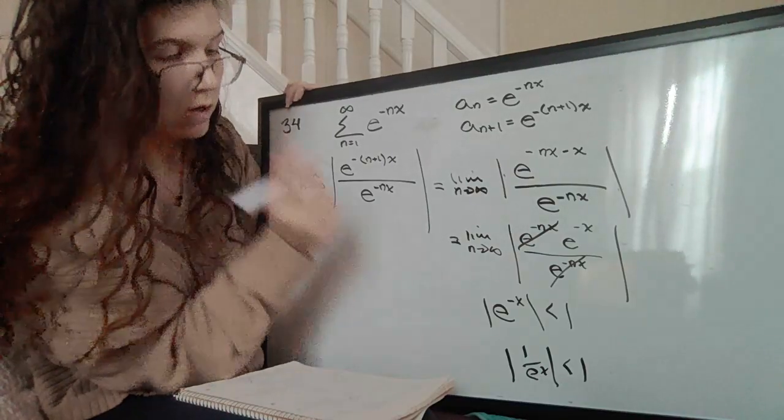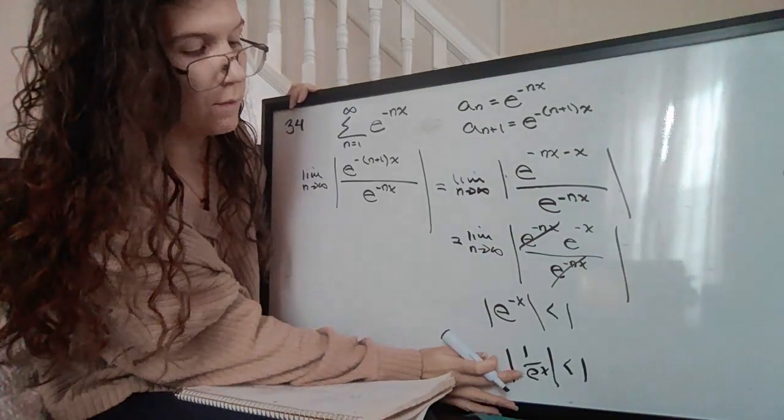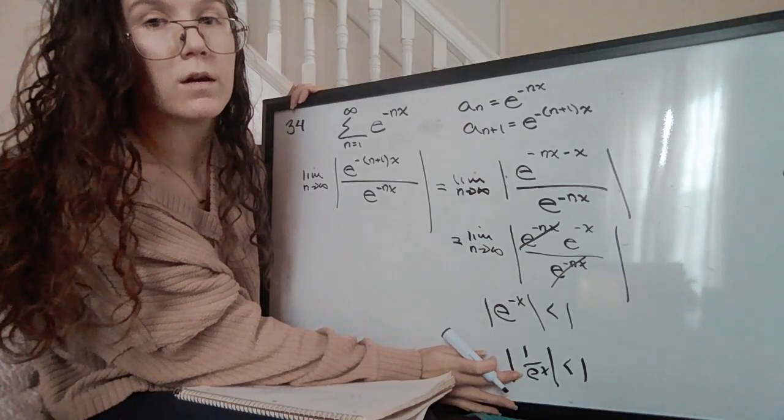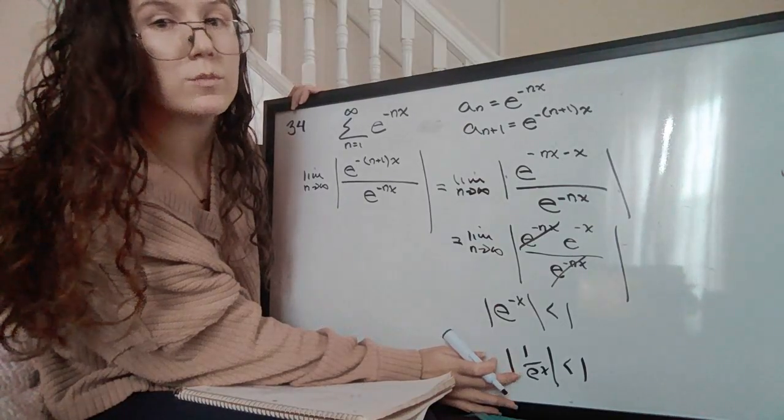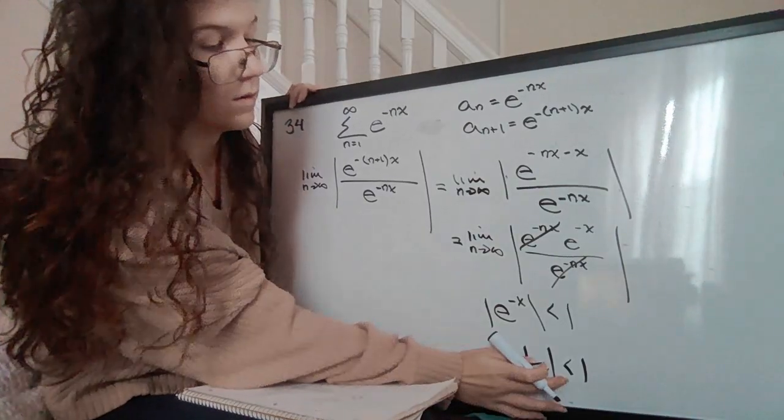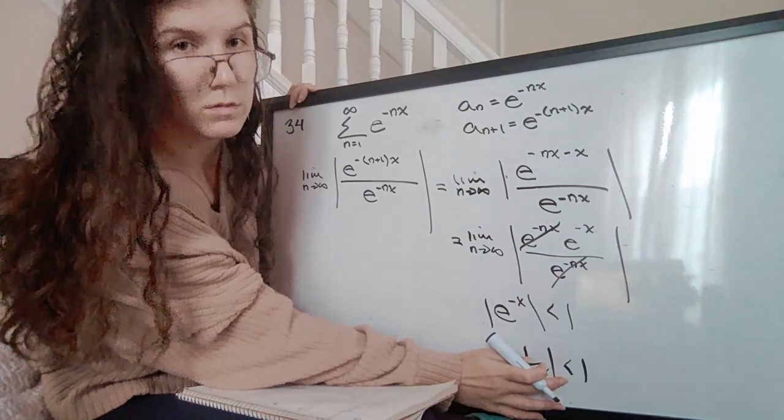So there are certain values for which this is less than 1 and certain values for which this is greater than 1. As of right now, if I plug in a positive number, this is going to be less than 1, right?